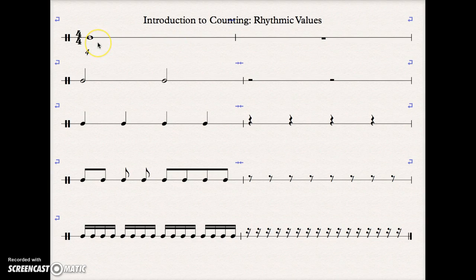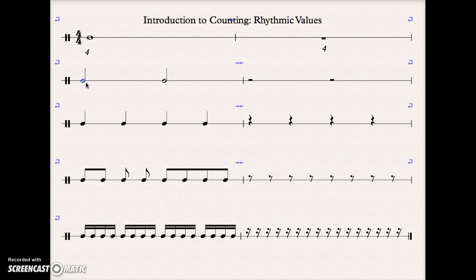In addition to each note, when you would play or sing, there is also an equivalent rest. This is a whole rest. You notice that it hangs down below the staff line, and that is also equal to 4 beats. Put that over there next to that. Next down, you see this.